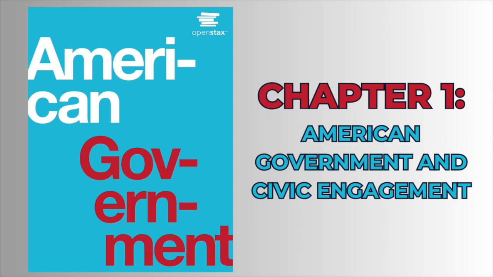Learning objectives. By the end of this section, you will be able to explain the importance of citizen engagement in a democracy. Describe the main ways Americans can influence and become engaged in government. Discuss factors that may affect people's willingness to become engaged in government.